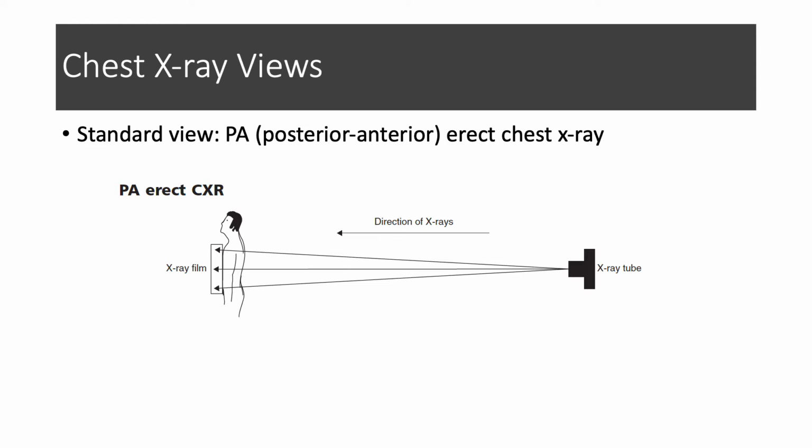The standard view is a PA, or posterior anterior, erect view. All chest X-rays are taken at this view unless otherwise specified. The patient stands with the anterior chest wall up against an X-ray film. The X-ray tube is placed optimally 6 feet behind the patient, so the X-rays pass in the posterior anterior direction. The patient takes a deep breath and holds it during the X-ray to ensure adequate inspiration.